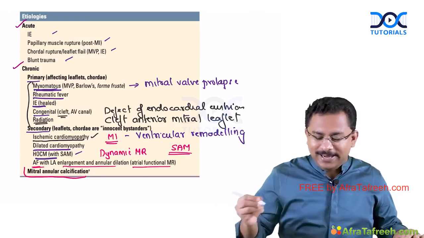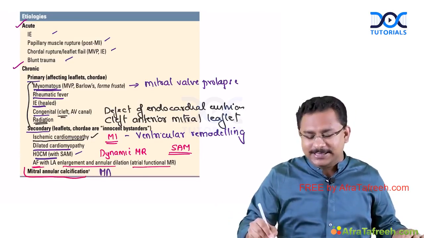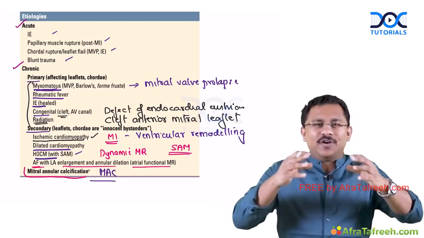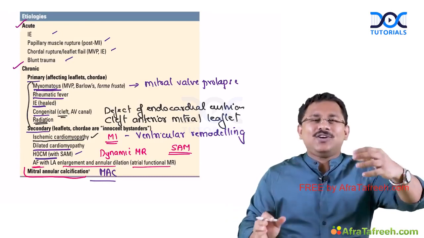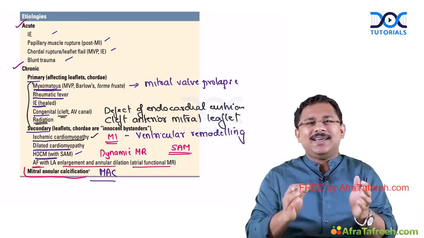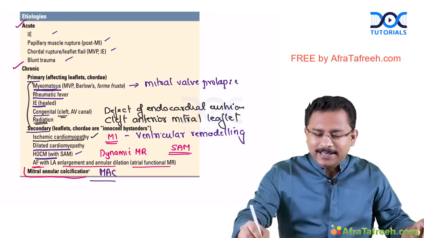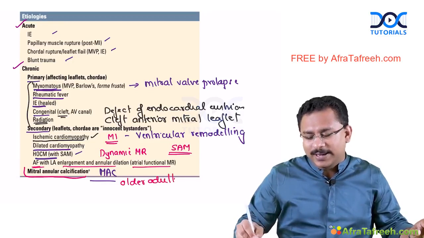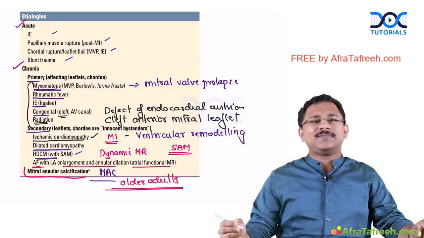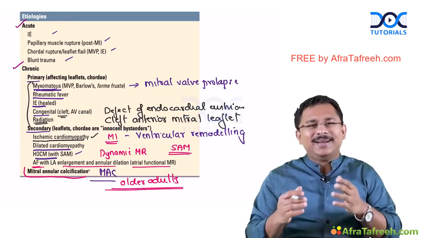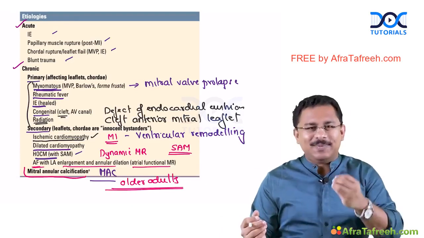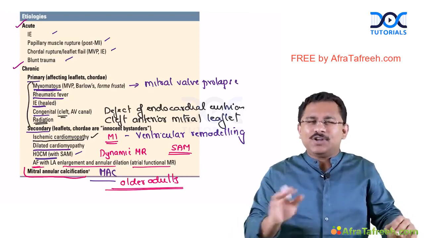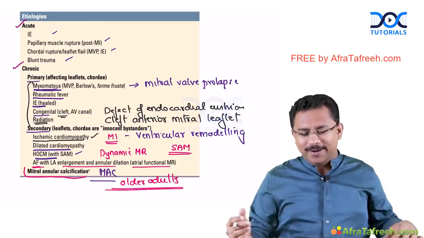And finally, coming to mitral annular calcification, MAC. Remember, the calcification of the annulus, especially when it encroaches into the leaflets, can result in mitral regurgitation. And this predominantly is a finding in case of older adults. So remember, the mitral regurgitation associated with a mitral annular calcification is usually a moderate MR. It's not usually very severe.